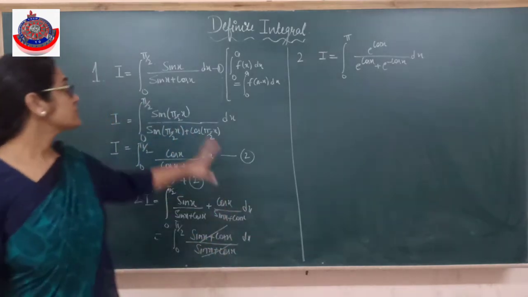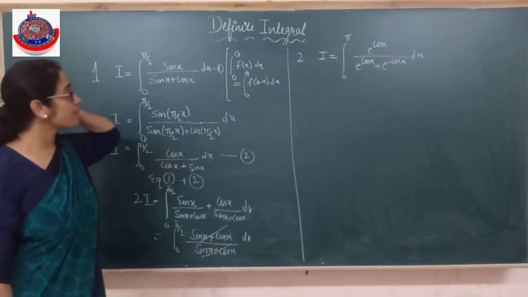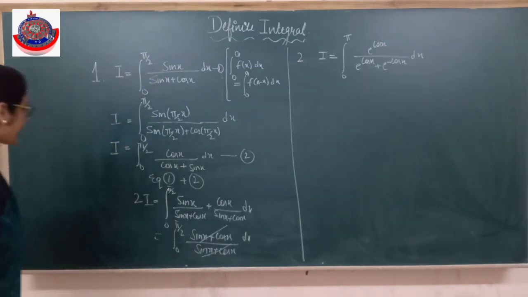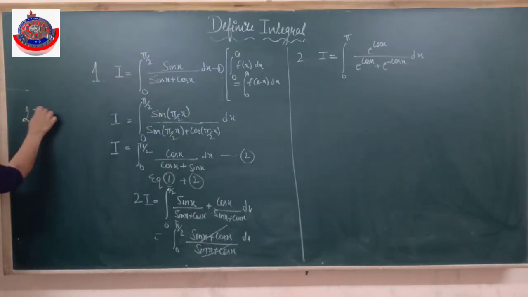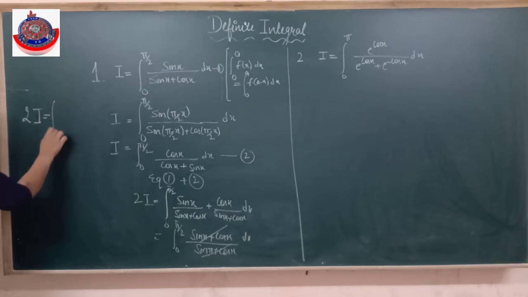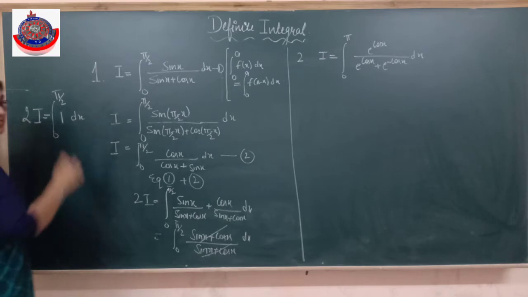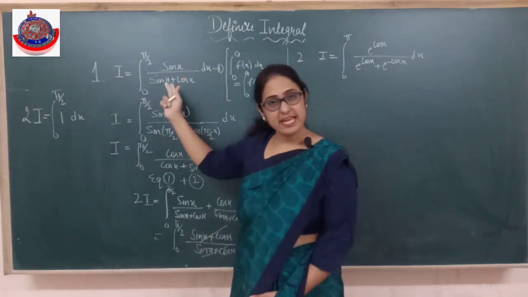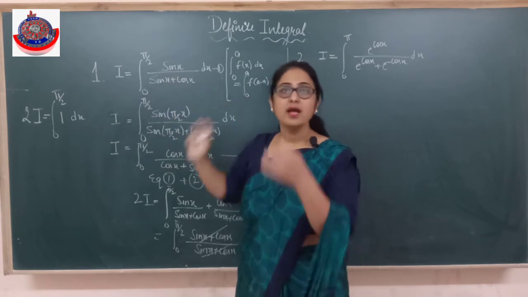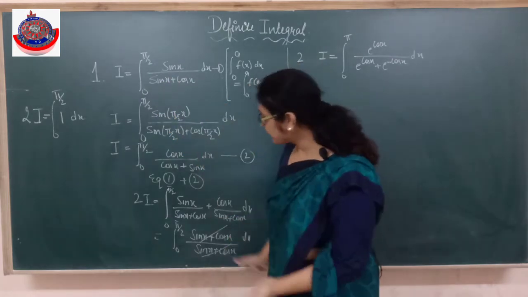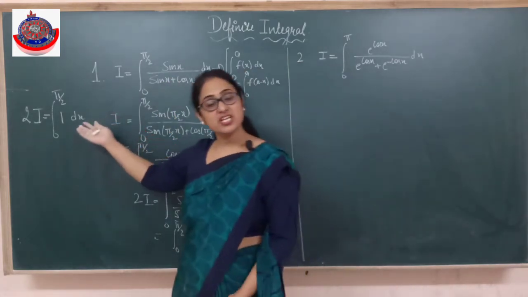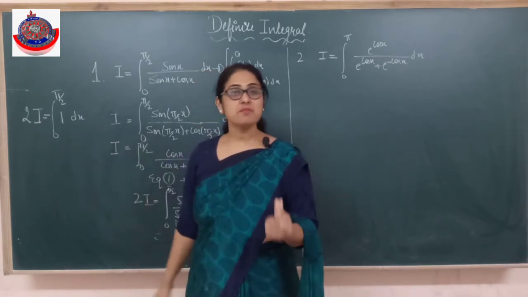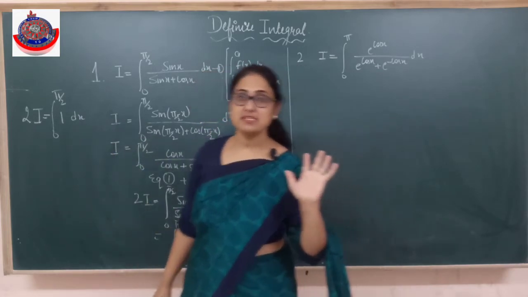You know, there was such a big question to integrate. When I applied this property, I reached 2I equals integral 0 to pi by 2 of 1 dx. That's it. Understood now how this property is useful? Otherwise you have to think so much. This can be done without the property also, clear? But now this question has become so easy. So remember the properties, and the questions will be very easy for you.